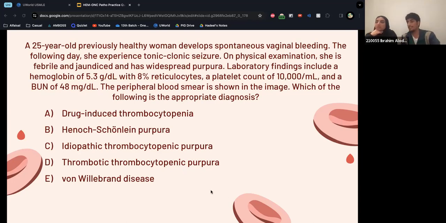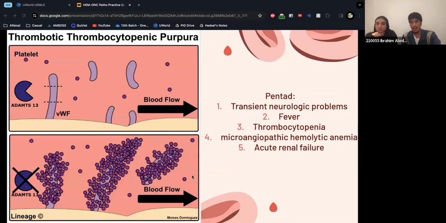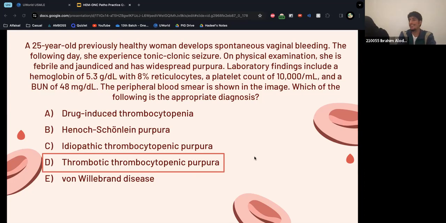What else? While you guys are thinking, let's keep going. So yes, this is TTP. Actually, no, I showed the answer. Can you guys tell me what you think TTP is? What's the pathophysiology of TTP?